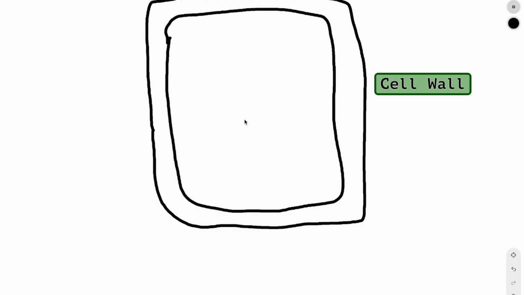Next is the cell wall. It is a barrier that protects the cell, and also a structure that keeps the cell from being too disoriented. Plants, fungi, and bacteria all possess cell walls.